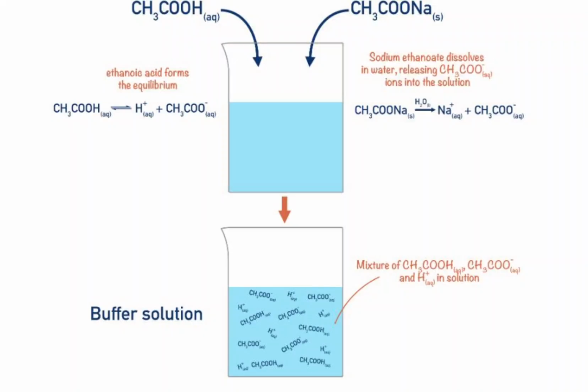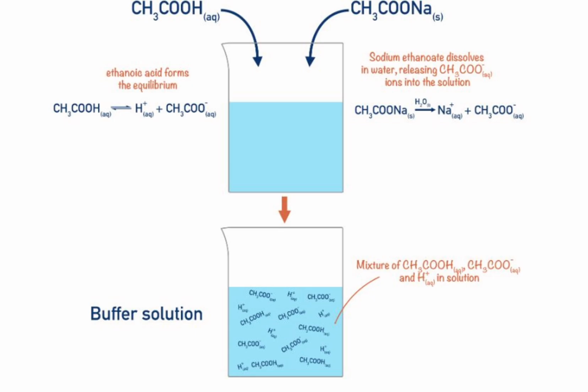A buffer is a special solution that resists significant changes in pH when small amounts of an acid or base are added. In acid-base titration, buffers play a key role in maintaining a stable pH, particularly near the equivalence point. Let's break it down. 1. Components of a buffer solution.